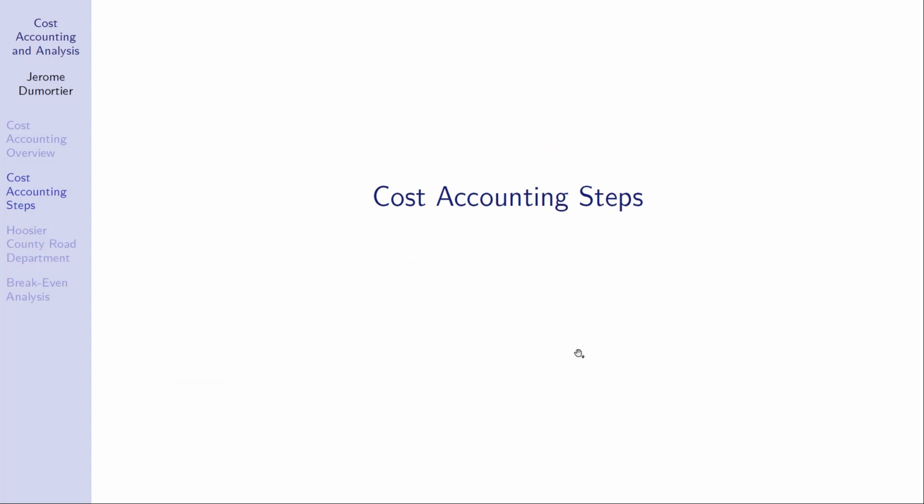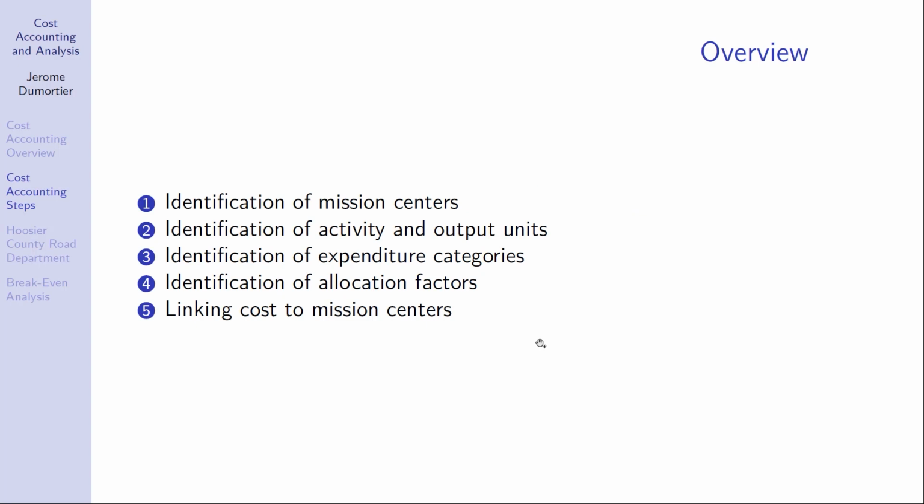Now, if we are looking at cost accounting, there are steps involved, and we are going to look on the subsequent slides at what the steps are. So first we have to identify the mission centers. Then we have to identify the activity and the output units. We have to identify expenditure categories. And then we also have to identify allocation factors for indirect cost. And lastly, we have to link the cost to those mission centers.